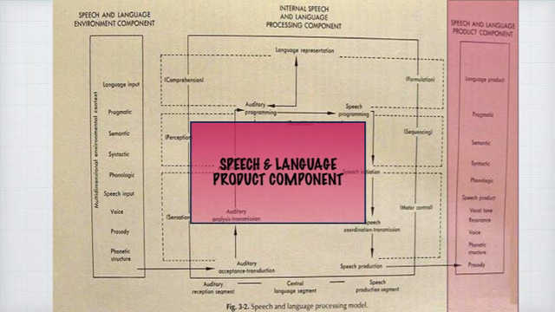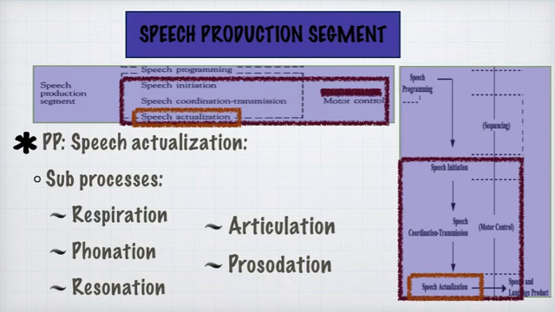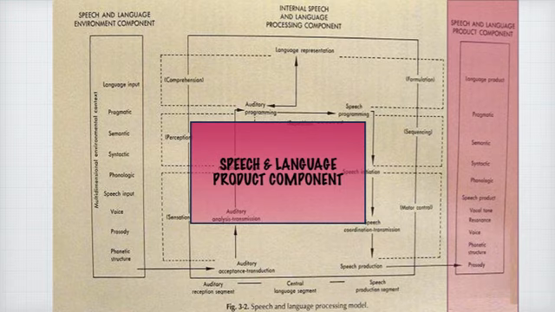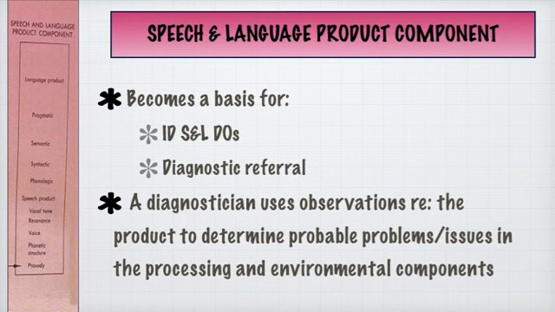Next. So we're done with the central language segment. It ended with speech actualization. Now we move on to the product component. Okay? So it becomes a basis for identification of speech and language disorders, for diagnostic referral. A diagnostician uses observations regarding a product to determine probable problems or issues in the processing and environmental components, right? So basically, because this is the speech output, this information is very observable to us clinicians.